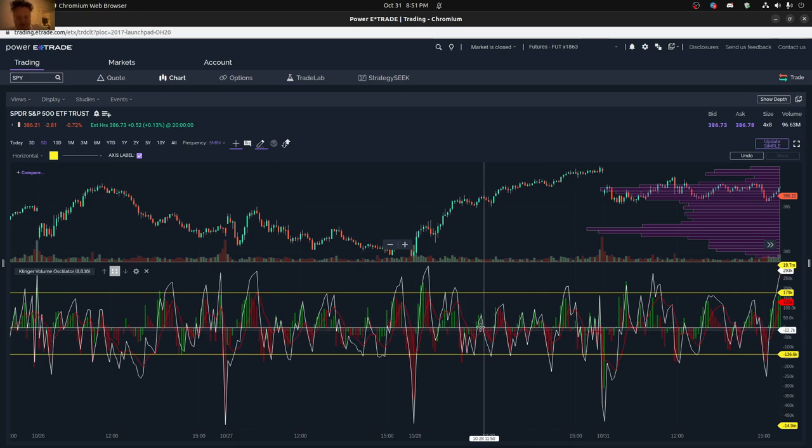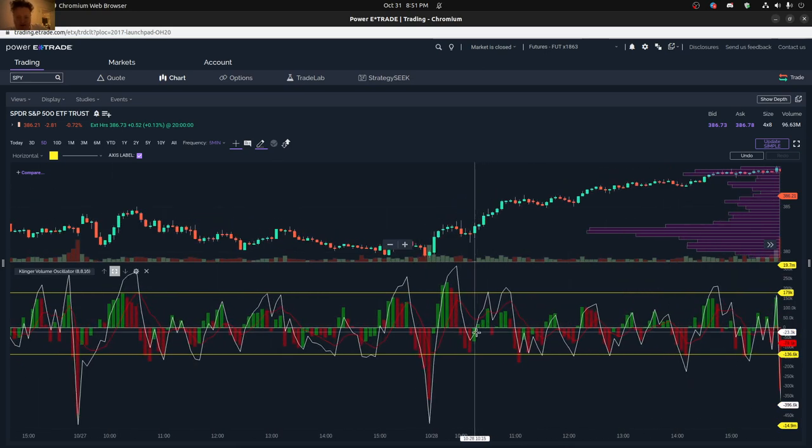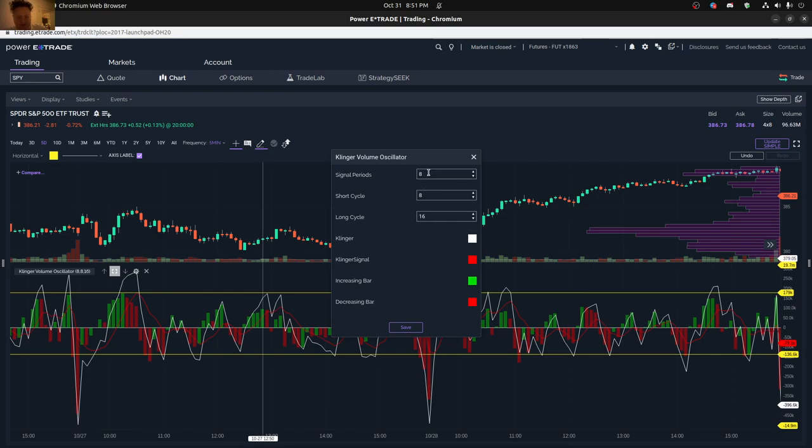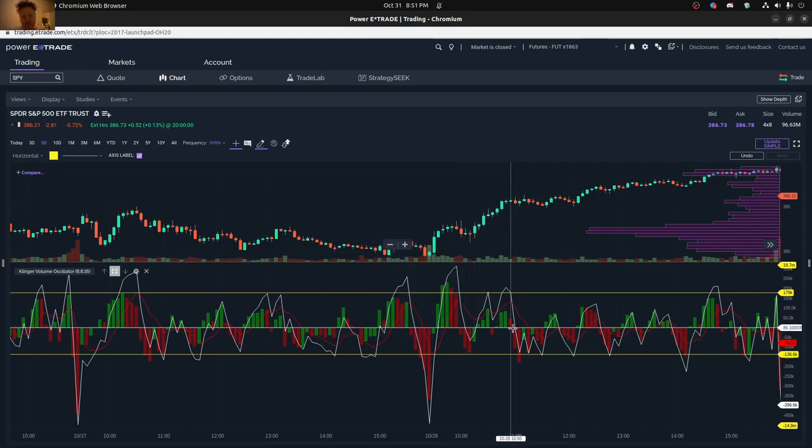So you got to really monitor it carefully. And now the way I use it is because it's on an 8-8-16. So here's this, I guess, signal period of 8, short cycle of 8, long cycle of 16. So basically, you want to use it. Oftentimes, I'll enter on that white signal when it crosses.